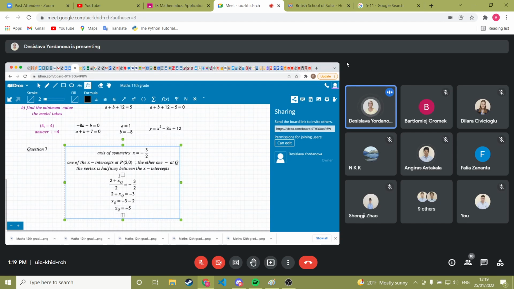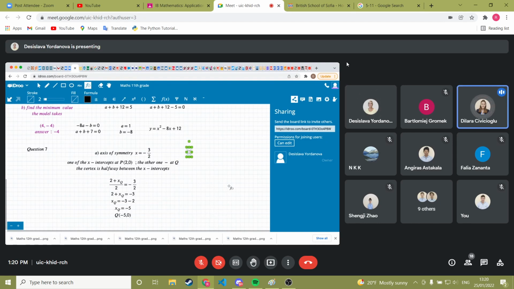So Q is its x-intercept. We will write it as minus 5 and 0. Is that okay? Questions on this? No, I think so.